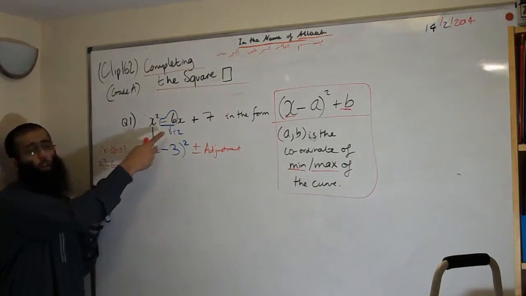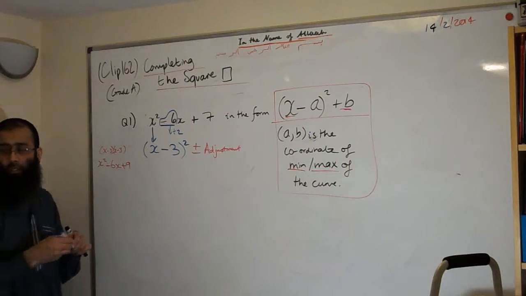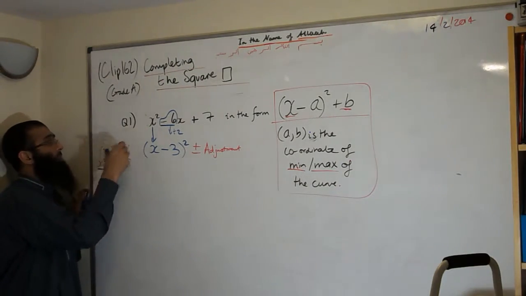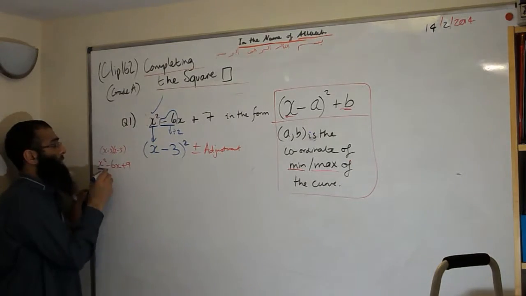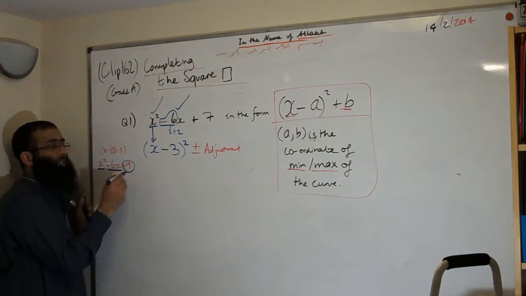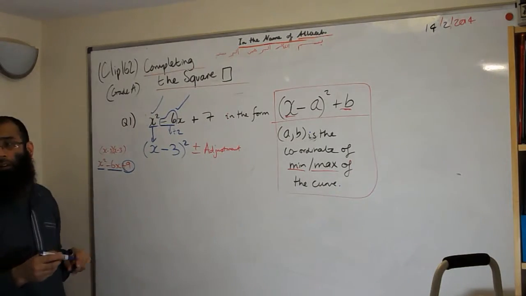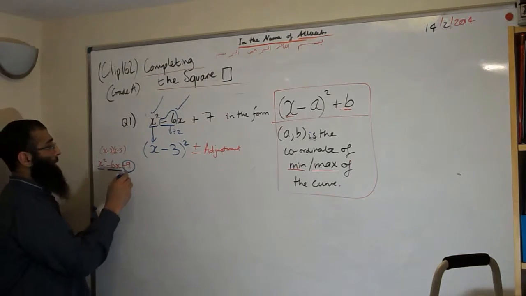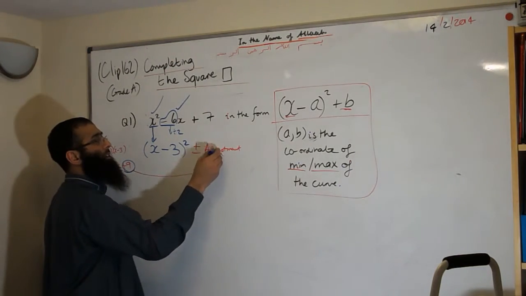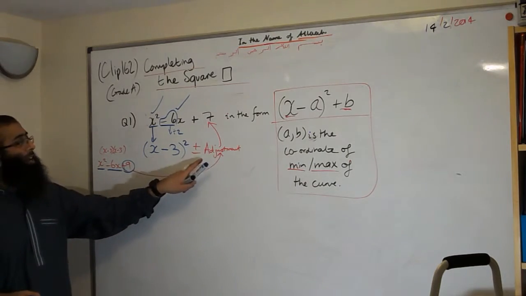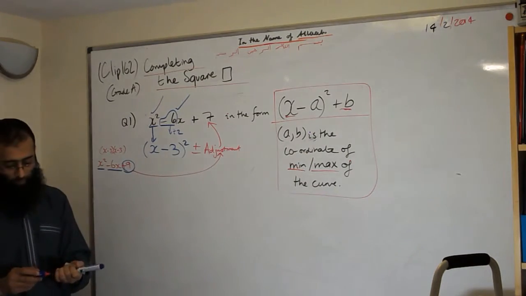If I multiply this out, it gives me very close to what we started with. Let's see what matches. Does the x squared match x squared? Yeah. Does the minus 6x match the minus 6x? Yeah. Does the plus 9 match the plus 7? No. Watch what happens. Plus 9 has to be adjusted to give us 7. How do we adjust a 9 to give us a 7? Minus 2.